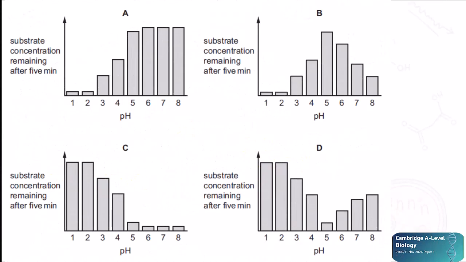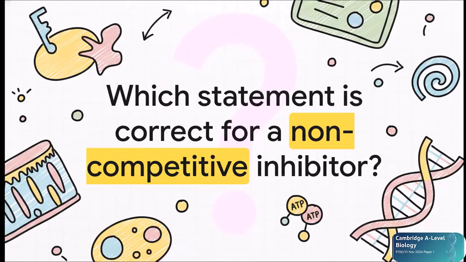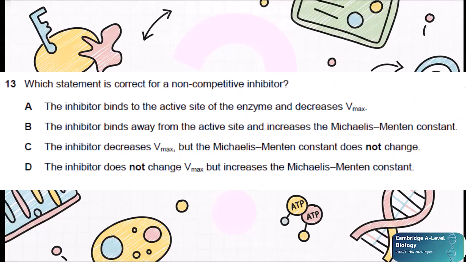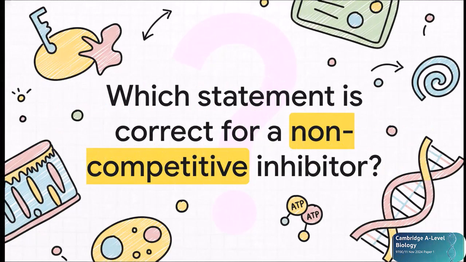Now, as you move away from that sweet spot, the enzyme starts to denature, the reaction slows right down, and, you guessed it, more substrate is left untouched. Which graph shows that? Graph A is the only one with that dip at pH 1 to 2. Perfect. Okay, question 13. Time to talk about inhibitors, specifically non-competitive inhibitors. This is one of those questions where if you know your definitions cold, you're golden. So let's make sure we've got this down.